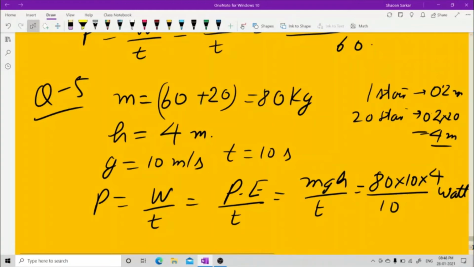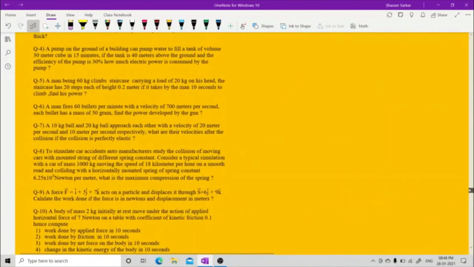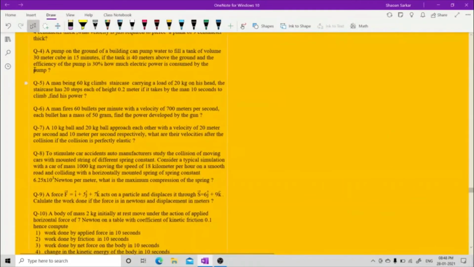Now the next question, that is question number 4. Oh, wait a minute, sorry, I went too fast. Question number 4: a pump on the ground can pump water to a volume of 30 meter cube in 15 minutes, to a tank 40 meters above the ground. I need to find the efficiency of the pump. I know the volume it is filling, so I need the mass of the water that has been raised up in the tank.